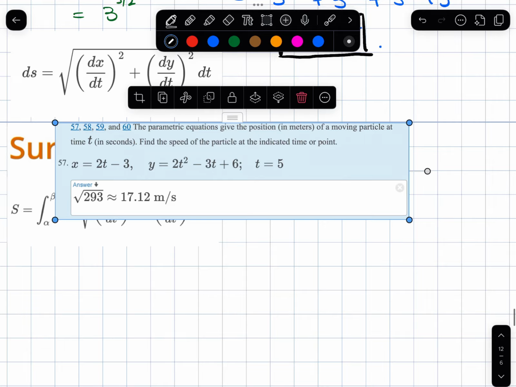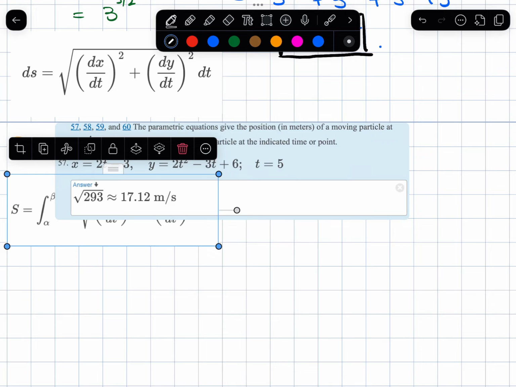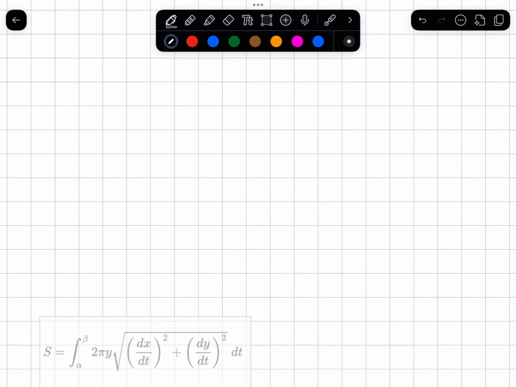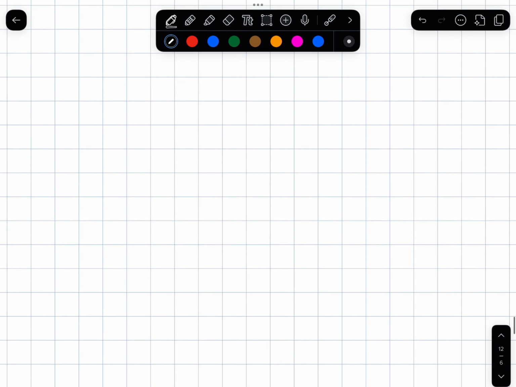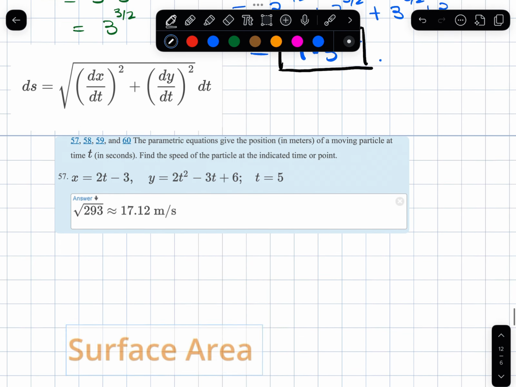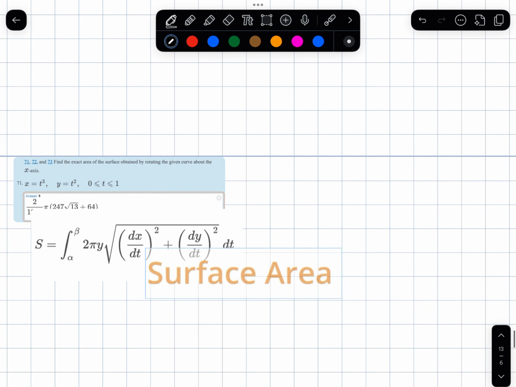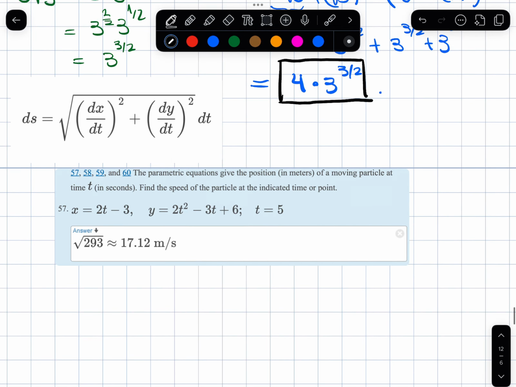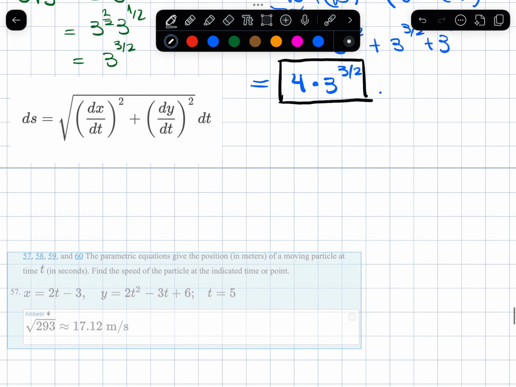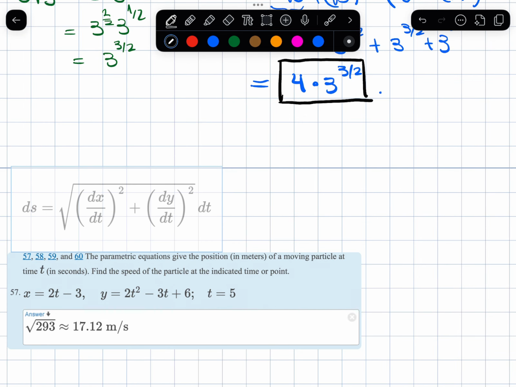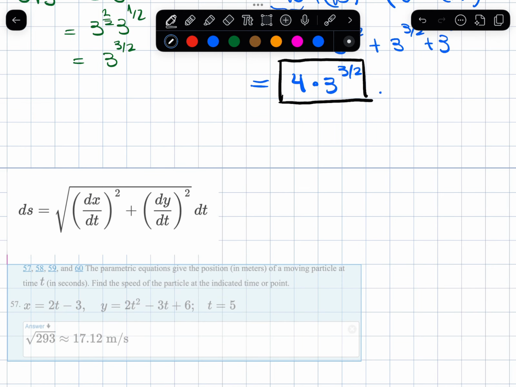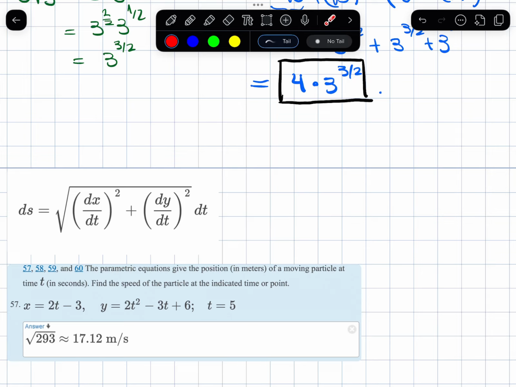Now I want to solve this other type of problem. Let me get rid of this because I don't want to use it right now. I want to call your attention to this ds right there. This s is the integrand, the thing being integrated in the arc length formula, and that is kind of useful.